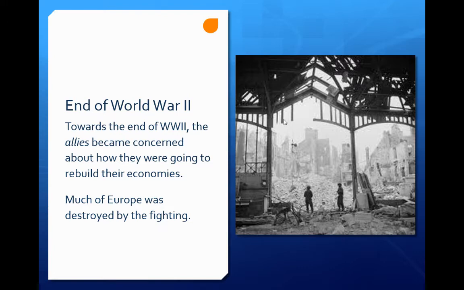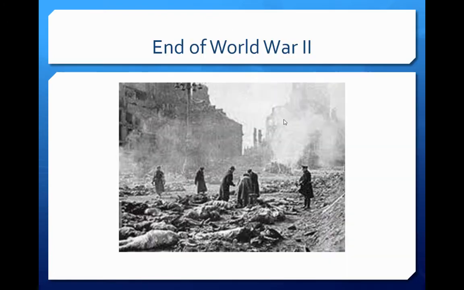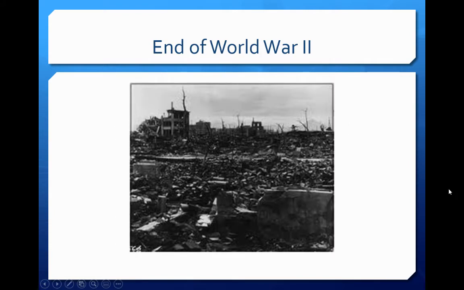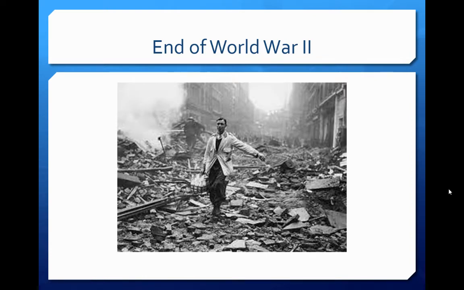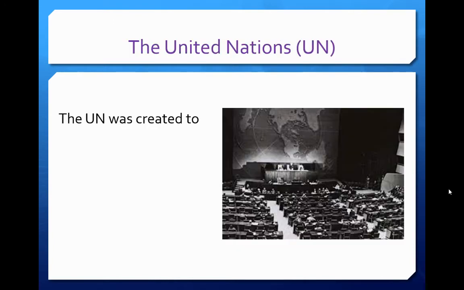Right, so you look at this picture here. This is what much of Europe looked like at the end of World War II. Right, so at the end of World War II, there was a lot of destruction. Cities were destroyed, farmland was destroyed, millions and millions of people had lost their lives, and so there was a lot of talk of, okay, how can we make sure that this doesn't happen again? How can we prevent a World War III? And how can we rebuild our economies to make them better?